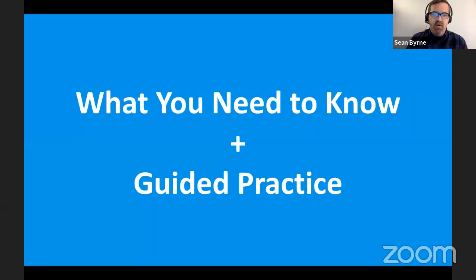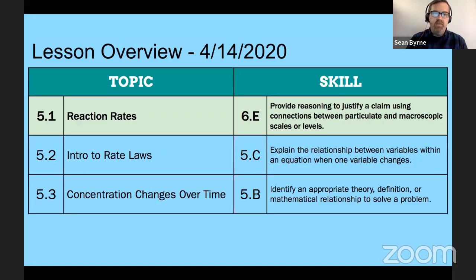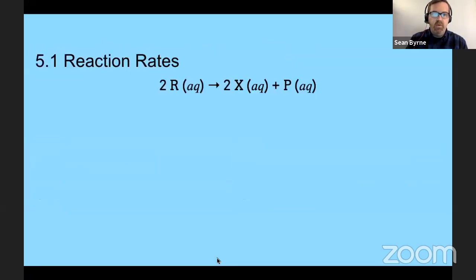We're going to move on from buffers into this conversation about kinetics and reaction rates, and how we could use a reaction rate and a rate law to describe what's happening in a chemical reaction. Okay, so if I were to give you just a very general equation like this, where two reactants react with one another in order to produce two X's and a P, this is very, very basic. Trying to keep the letters pretty simple for you.